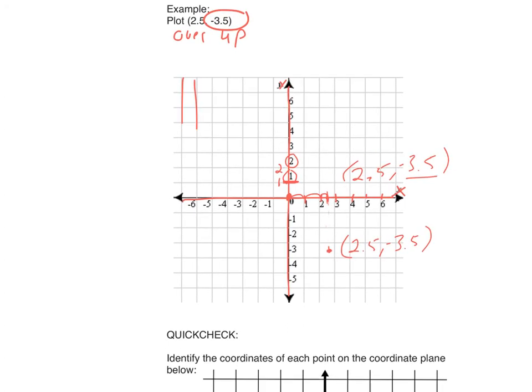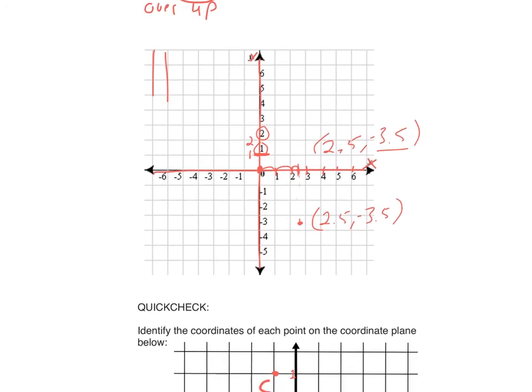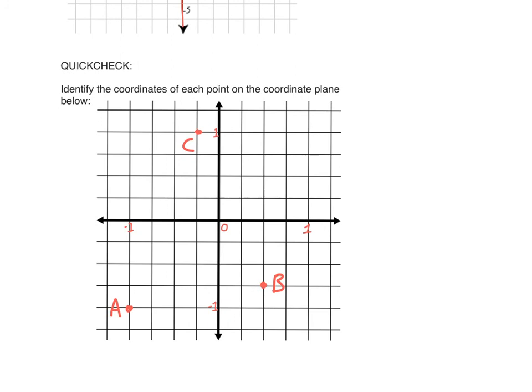So now you should know enough to get your quick check done. You don't have to draw the grid. You don't have to draw the coordinate plane. Just write the coordinates. So just put A, give me the ordered pair. B, the ordered pair. And C, the ordered pair.